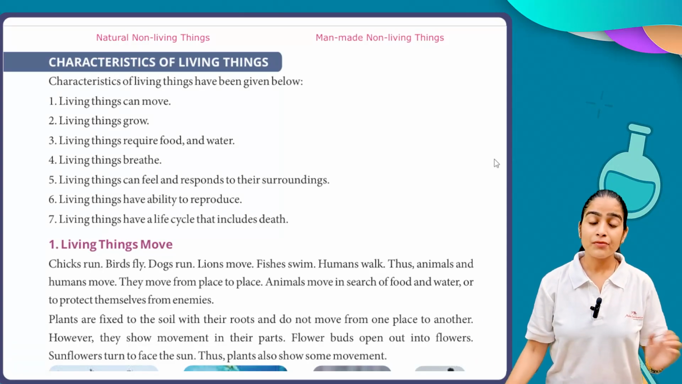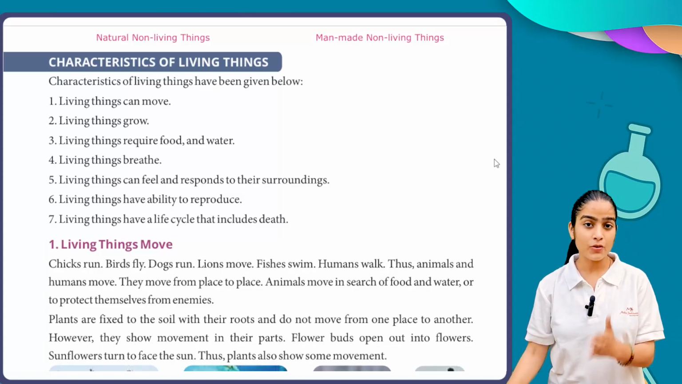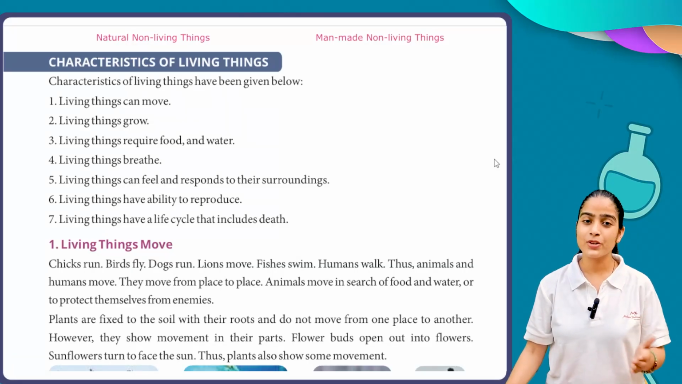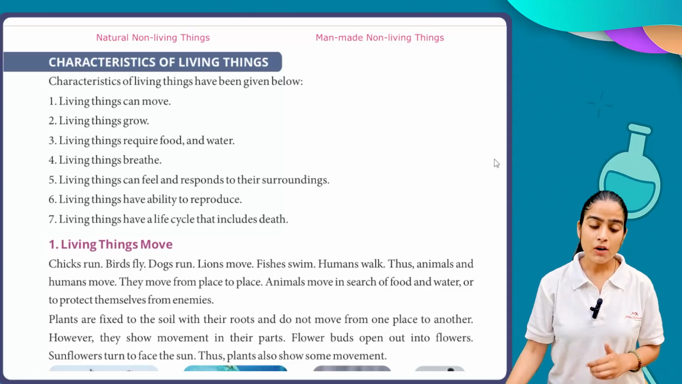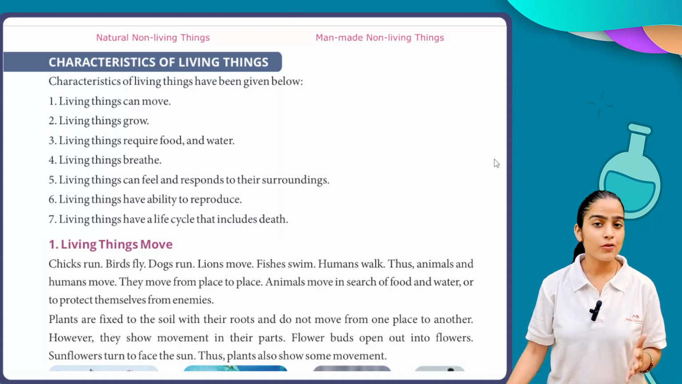Next, living things grow. It means when you are born and right now you have grown so much, right? This is a sign that you are a human being and a living thing. We can also see the growth process in animals and in plants as well. So all these things are natural, and all these things are living things. Now, living things require food and water. We need growth in our life, right? And we cannot grow without food and water.